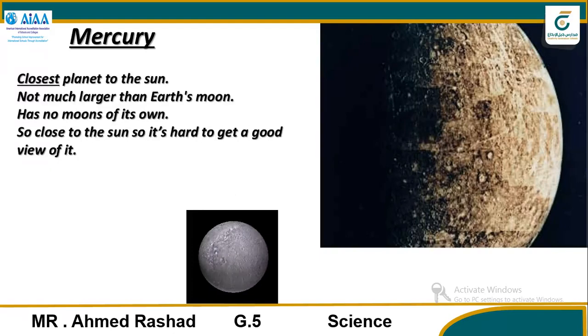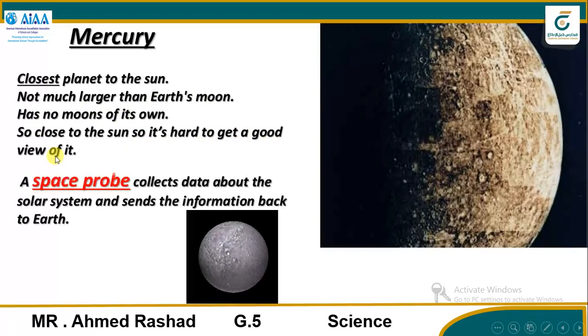So Mercury is the closest planet to the Sun, not much larger than the Earth's moon, and has no moon. This planet has no moons of its own, and it's so close to the Sun that it's hard to get a good view of it. So now we should know the meaning of space probe.